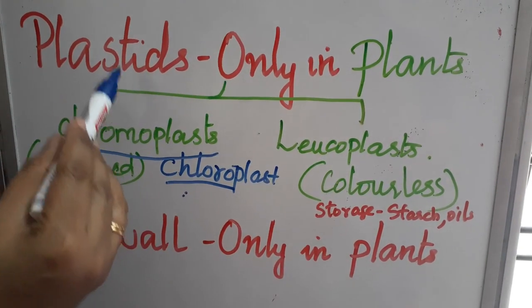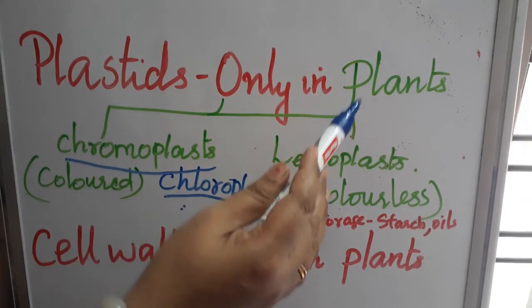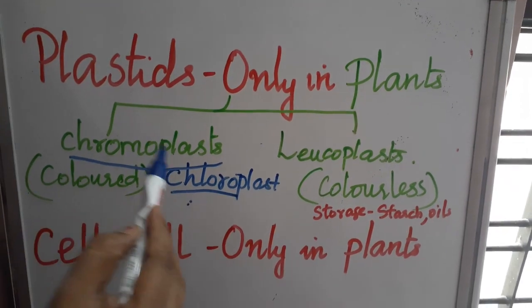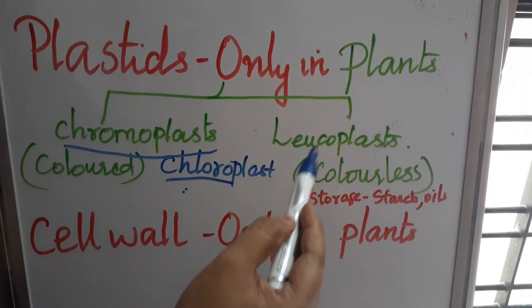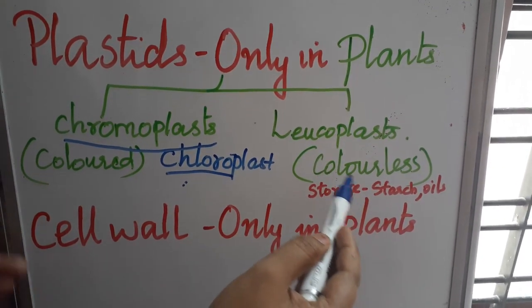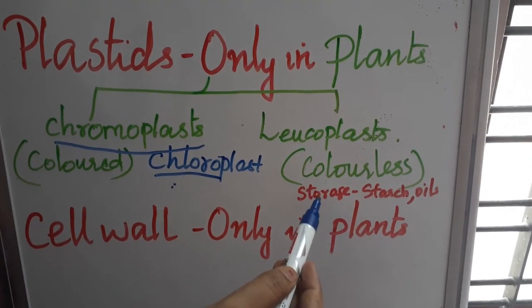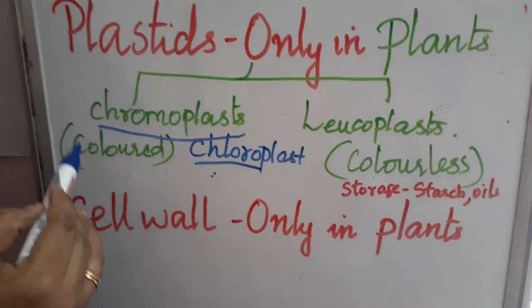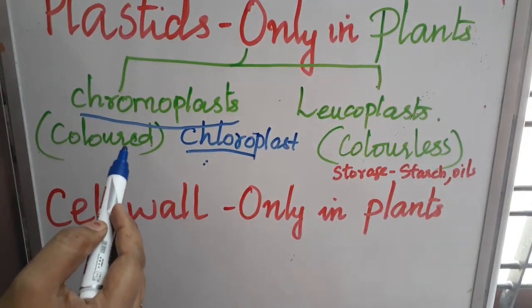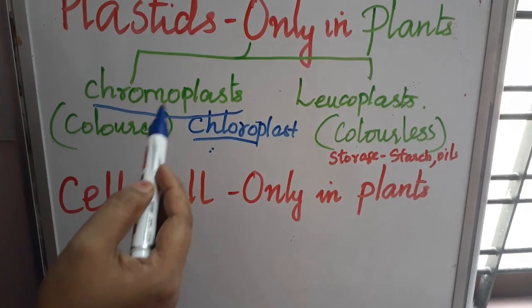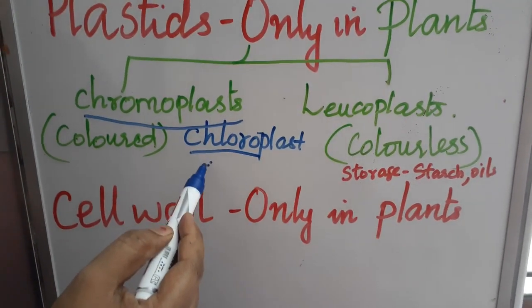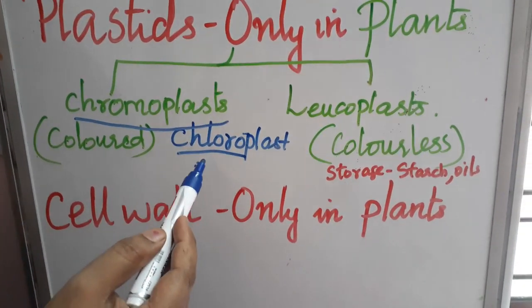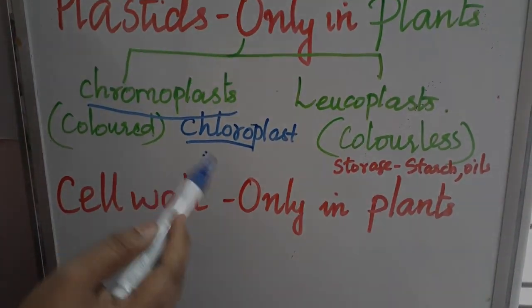So plastids we can see only in the case of plants. They are divided into chromoplast and leucoplast. The leucoplasts are colorless. Their other function is the storage of starch and oil, and the chromoplast is colored: green, yellow, red, like that colors we can see. This green color we call chloroplast, which helps in photosynthesis.